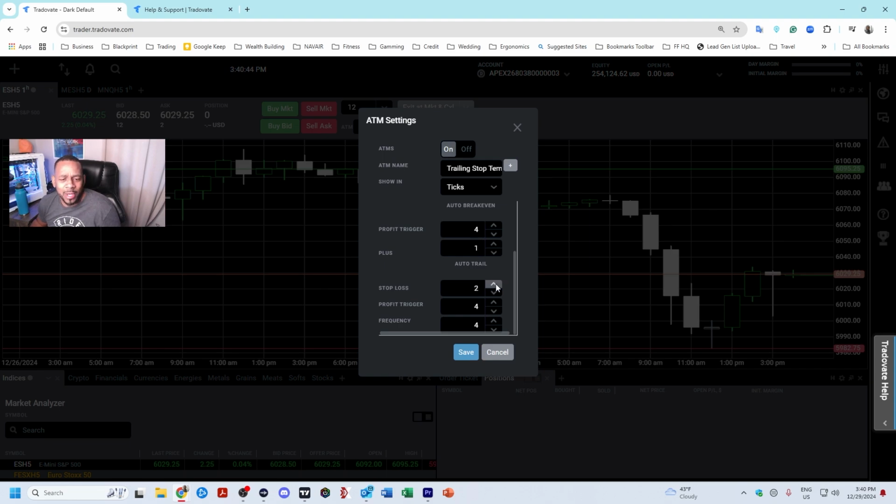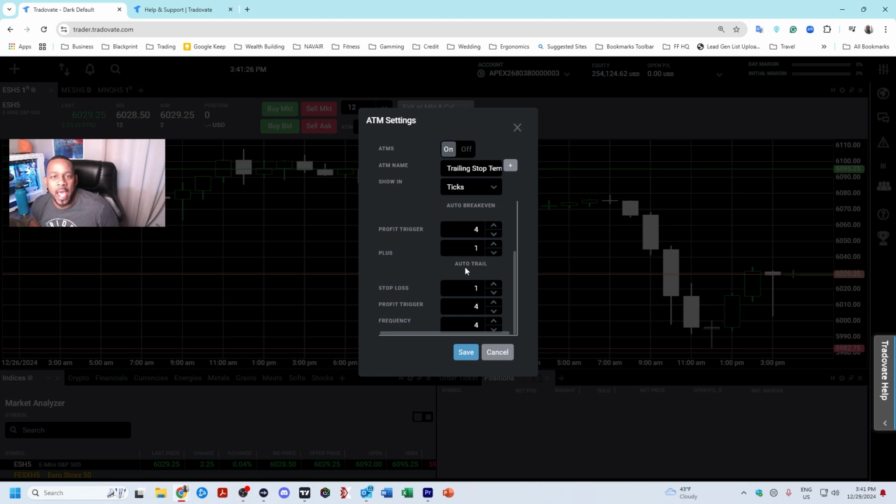Stop loss, I have down here 1. Stop loss is at 1. Profit trigger is at 4. Frequency every 4, right? So every 4 ticks, it's going to move. Stop loss, it triggers at 1. So if I go in 1 tick, it initiates my stop loss, right? That's what we want. Profit trigger, once it hits 4 ticks, it initiates my limit. It sets my limit.